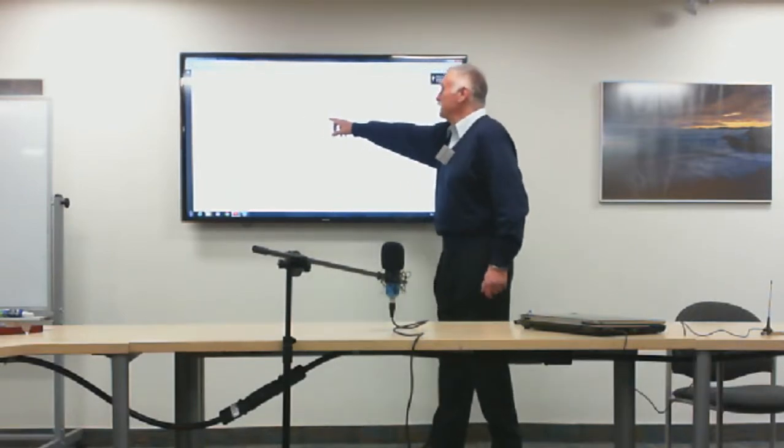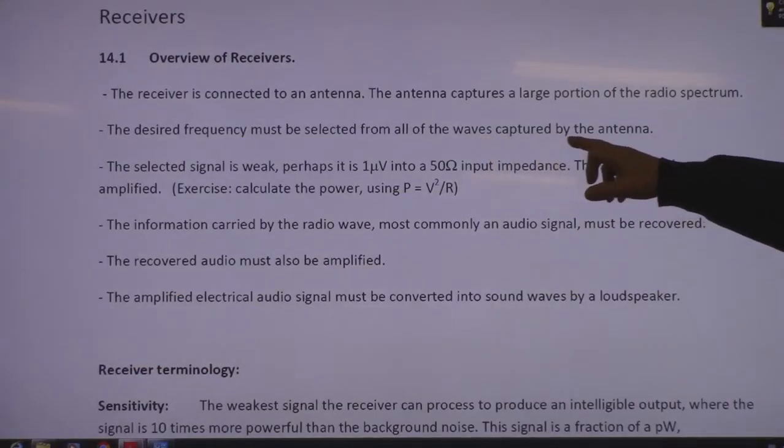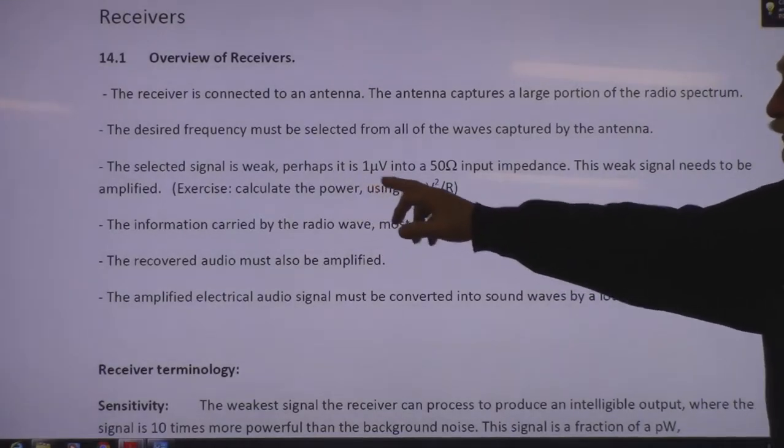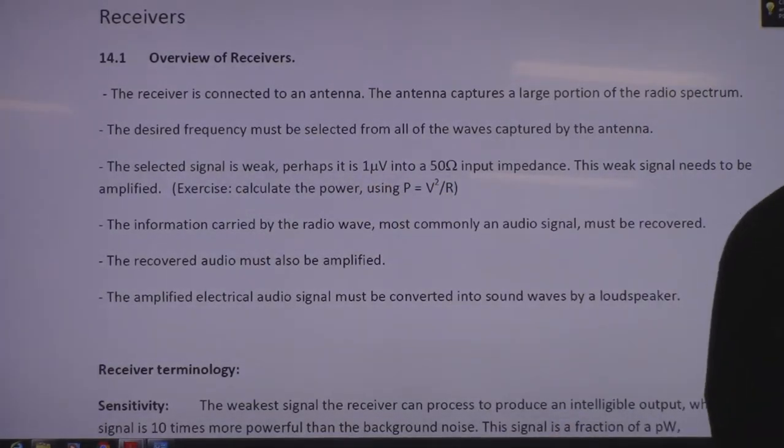The desired frequency must be selected from all of the waves. The antenna captures a large number of waves, and we must select only one of interest. The selected signal will be very weak. Signals we'll get from the antenna are pretty well 1 microvolt or even less than that.